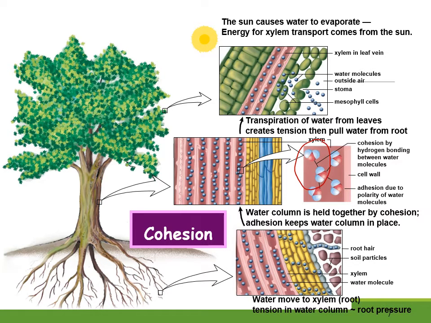Cohesion is the interaction between water molecules by the formation of hydrogen bonds. So this is the hydrogen bond between the water molecules. When water evaporates, the cohesive properties of water molecules cause them to cling to each other due to their hydrogen bonds, causing them to pull the water from the xylem towards the mesophyll cells near the stomata.